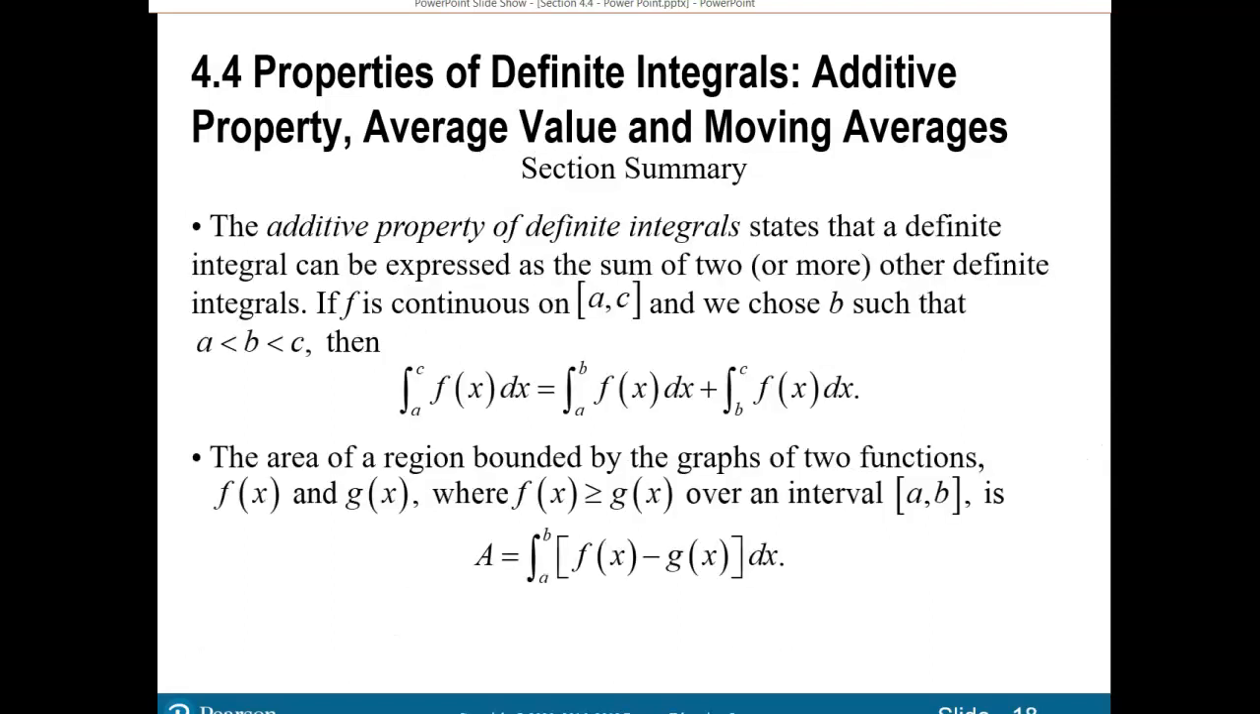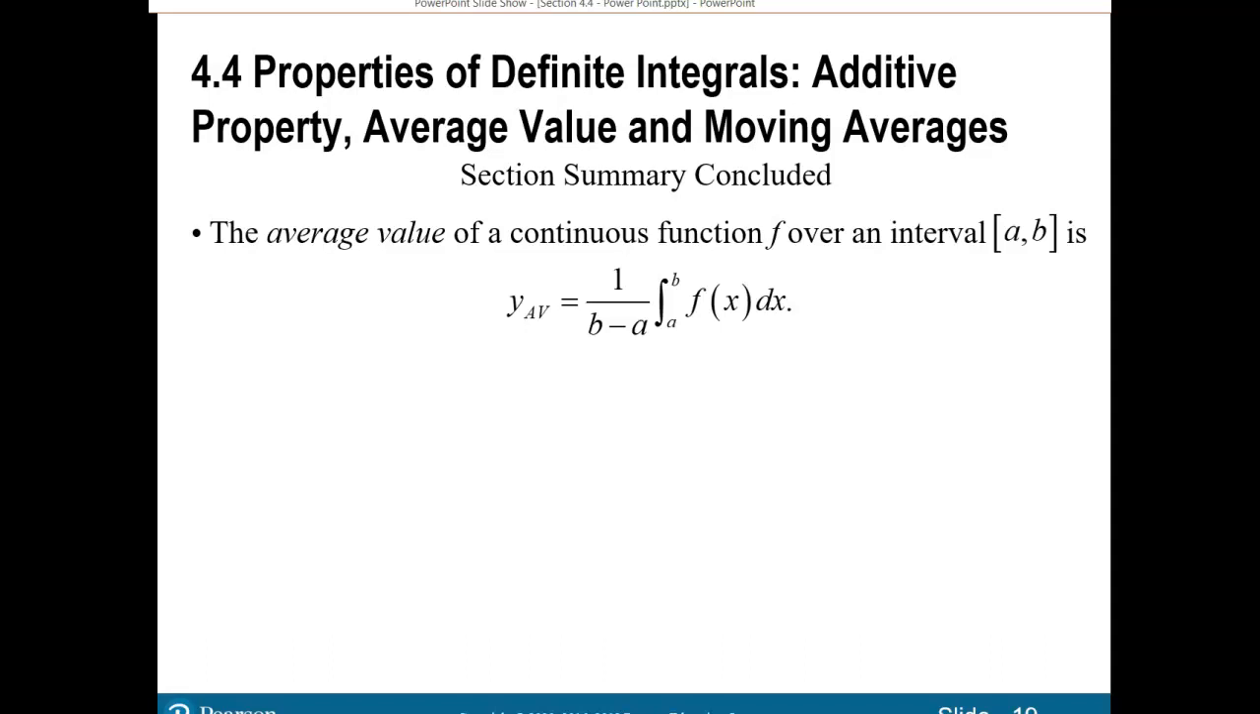All right, so in this section we talked about the additive property of definite integrals. States that the definite integral can be expressed as the sum of 2 or more. That's helpful when dealing with piecewise functions that change definition at a given point in the middle. The area of the region bounded by the graphs of two functions, f and g, where f is the larger function, is found by integrating from a to b of the top f of x minus the bottom curve g of x. And then average value is found by taking 1 over b minus a times the value of the definite integral from a to b of f of x dx. Okay, that then is the end of section 4.4.